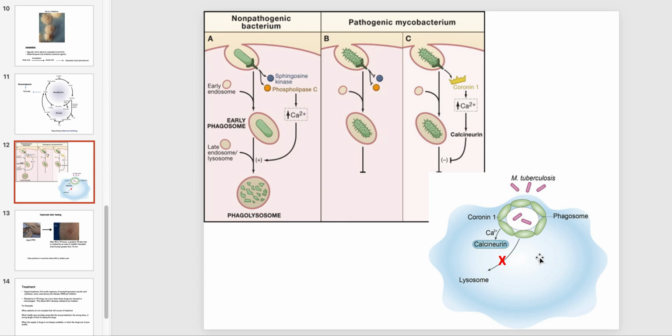But again, the mechanism is a little dodgy at this point, so I'm not going to get too deeply into it. But I just wanted you to see that there's a potential other mechanism through coronin in addition to blocking sphingosine kinase and phospholipase C.